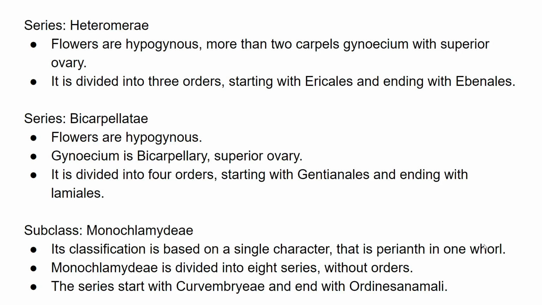Next subclass is Monochlamydeae. Its classification is based on a single character, that is perianth in one whorl. Monochlamydeae is divided into 8 series without orders. The series starting with Curvembryeae and ending with Ordines anomali.